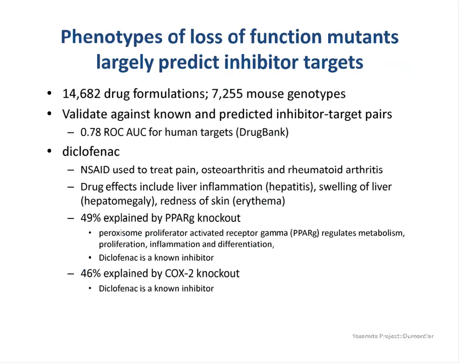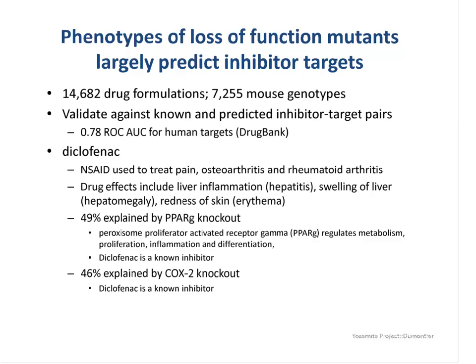So in our study, we examined about 15,000 drug formulations and 2,200 mouse genotypes, compared all the drug formulations with all the mouse genotypes, and tried to identify drug pairs. And we did a pretty good job. Just using phenotypes alone, we get a ROC AUC of 0.78 for human targets using the list that is in DrugBank, which is pretty good. And what's really interesting is that we can begin to also understand the basis for the phenotypes that are observed by the drug, so the drug effects. So can we match the drug effects to which genes are eliciting those?